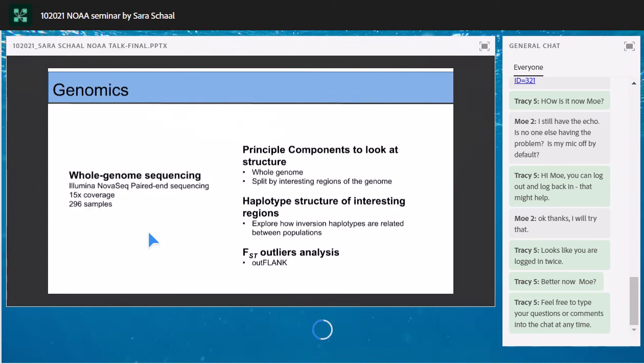For sequencing, we did whole genome sequencing on a NovaSeq paired end lane. We did 15x coverage, and we sequenced 296 samples. We looked at principal components to look at structure. I've been exploring some of the haplotype structure to look at interesting regions in the genome and comparing them across populations. And then we did FST outliers using OutFLANK.